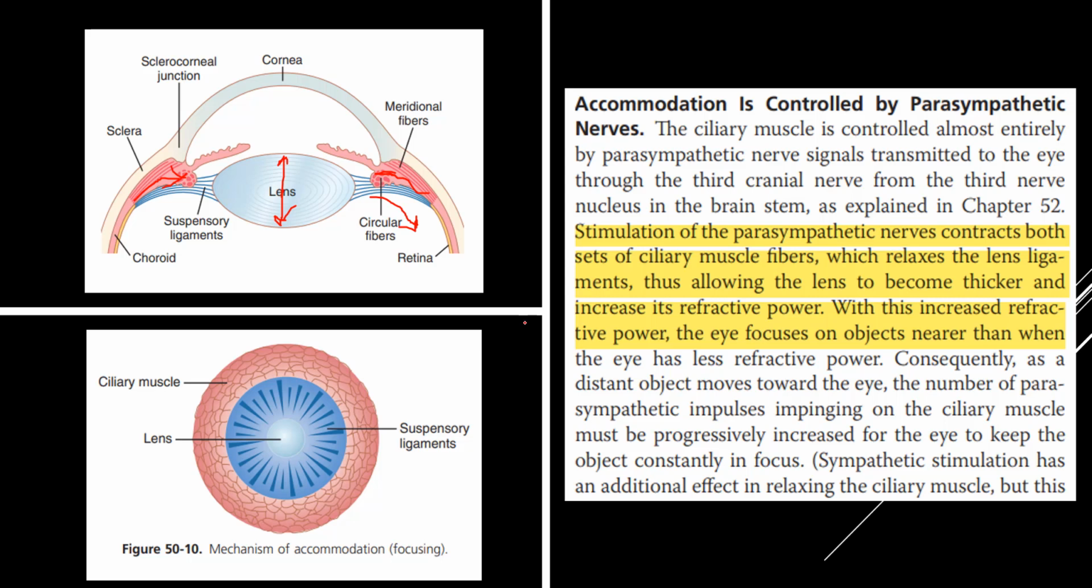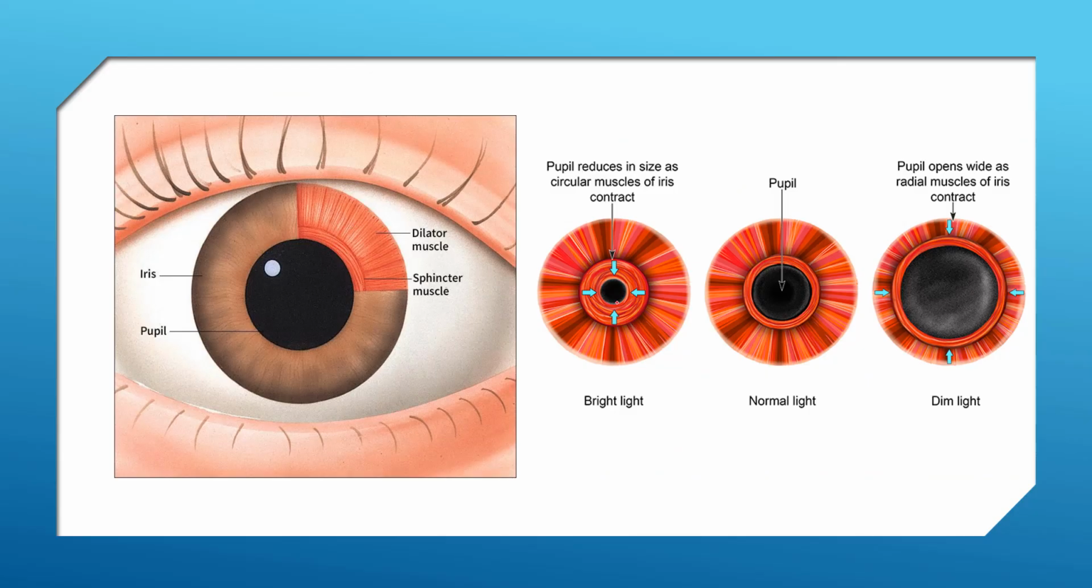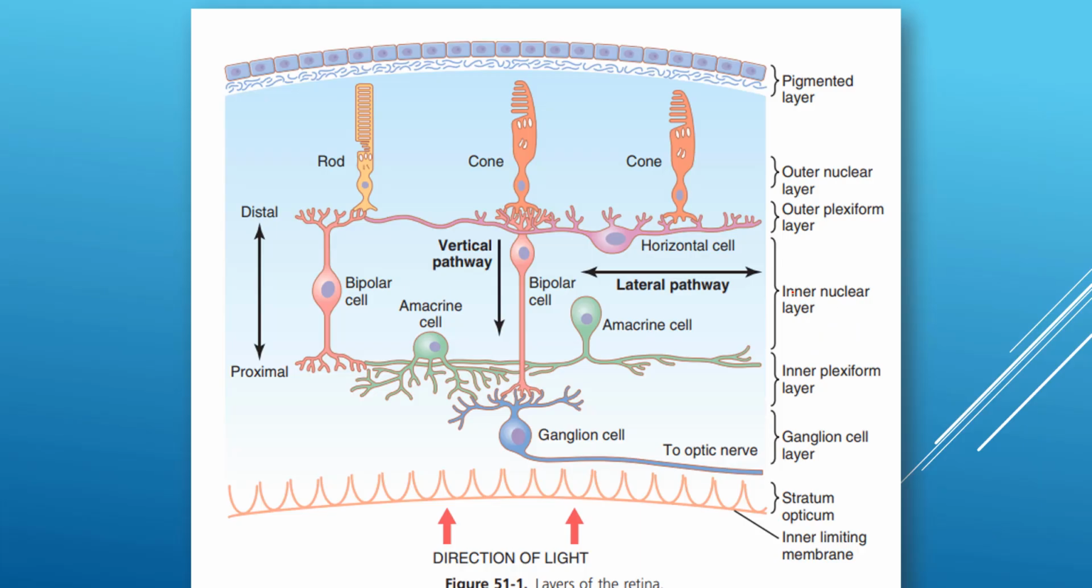Accommodation is activated by the parasympathetic nervous system when you are looking at a near object, which leads to contraction of the ciliary muscle, relaxation of the suspensory ligament, and thickening of the lens to have more focusing power on the retina. The other way around for a far object: relaxation of the ciliary muscle, stretching of the suspensory ligament, flattening of the lens. Okay, pupil: smaller in bright light, larger in dark light or a dark area.